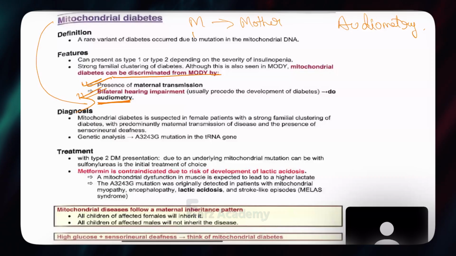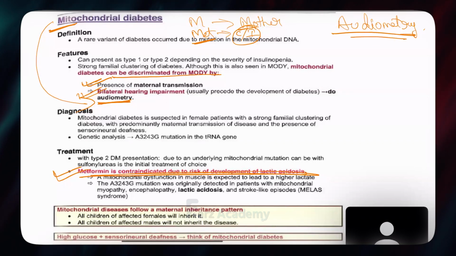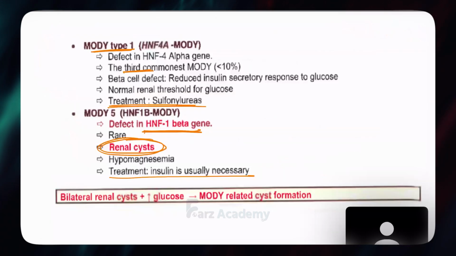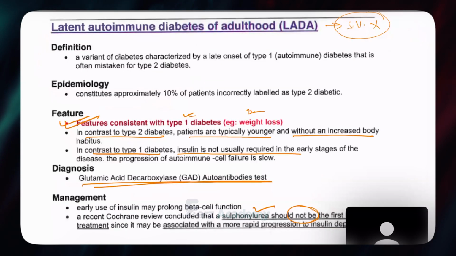And the third M is metformin, which is contraindicated here. No metformin. So M for mitochondrial disease, M for mother, M for metformin, but contraindicated. And do audiometry. Bilateral hearing impairment will be there. Genetic analysis is not important here. But genetic analysis of MODY and LADA is important.